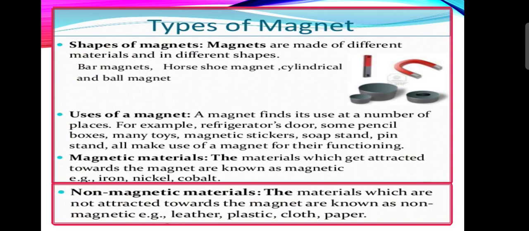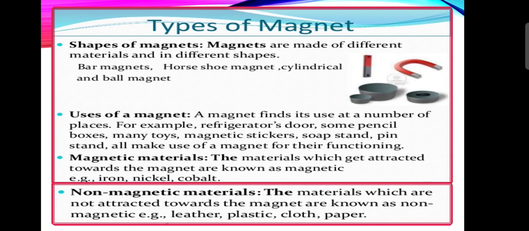There are different shapes of magnets which are made of different materials: bar magnet, horseshoe magnet, cylindrical magnet. And we use them in a number of places, for example the refrigerator's door, some pencil boxes, many toys, magnetic stickers, soap stand, pin stand. All these make use of a magnet for their functioning.